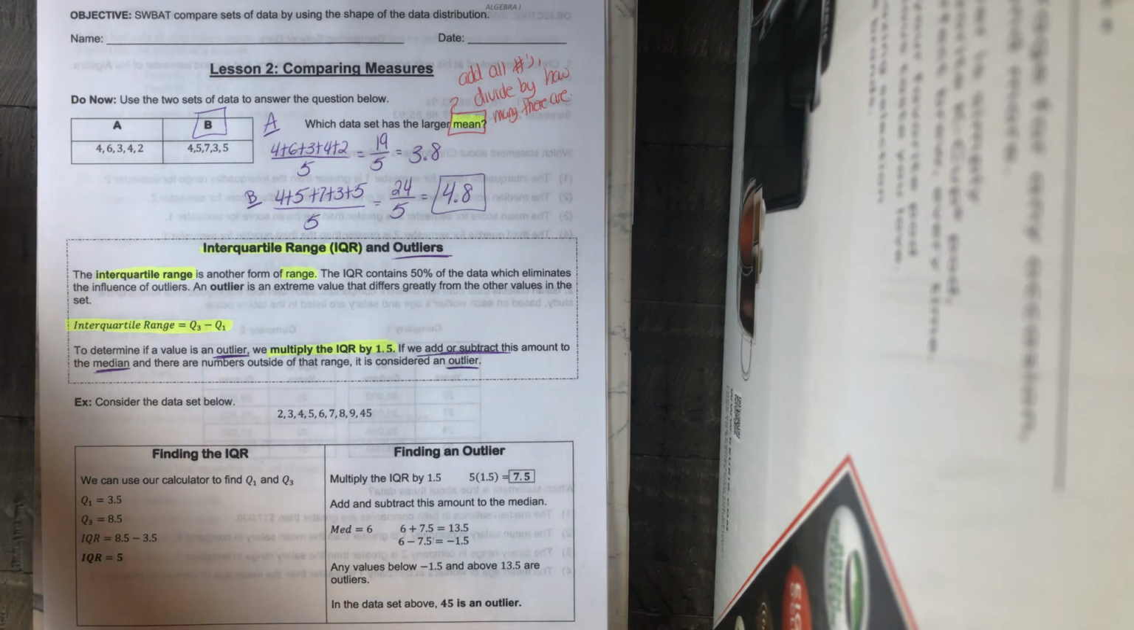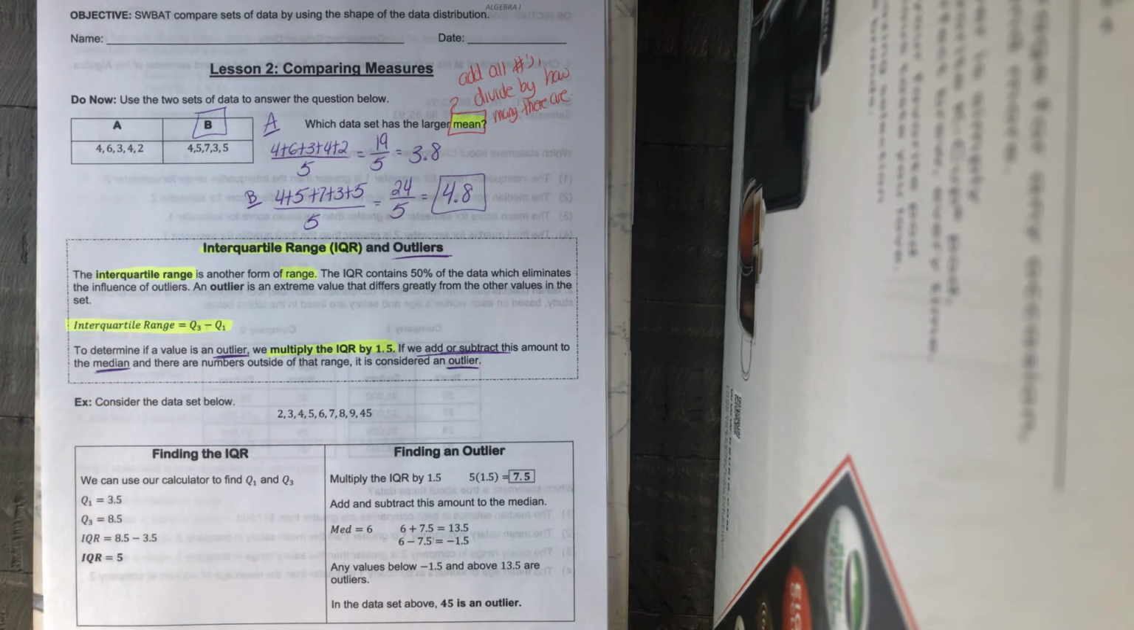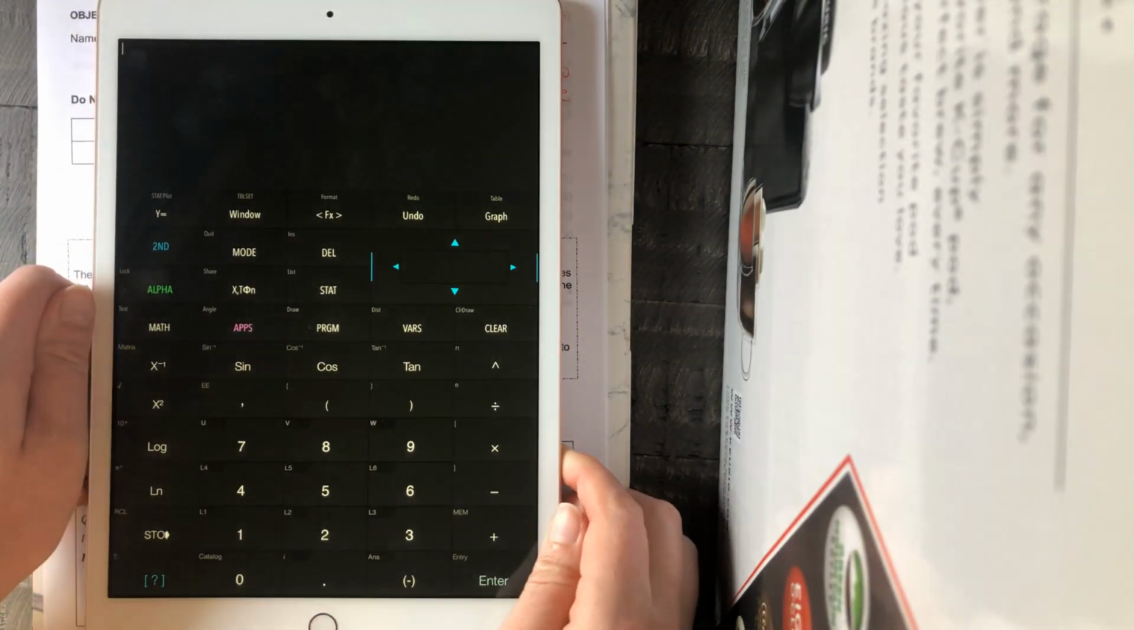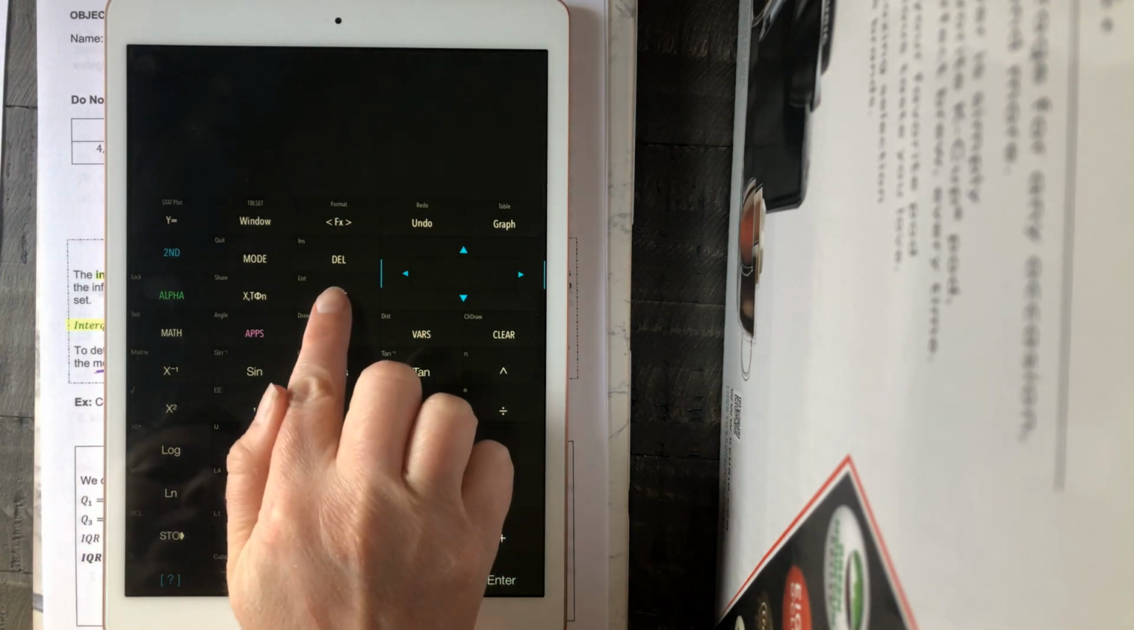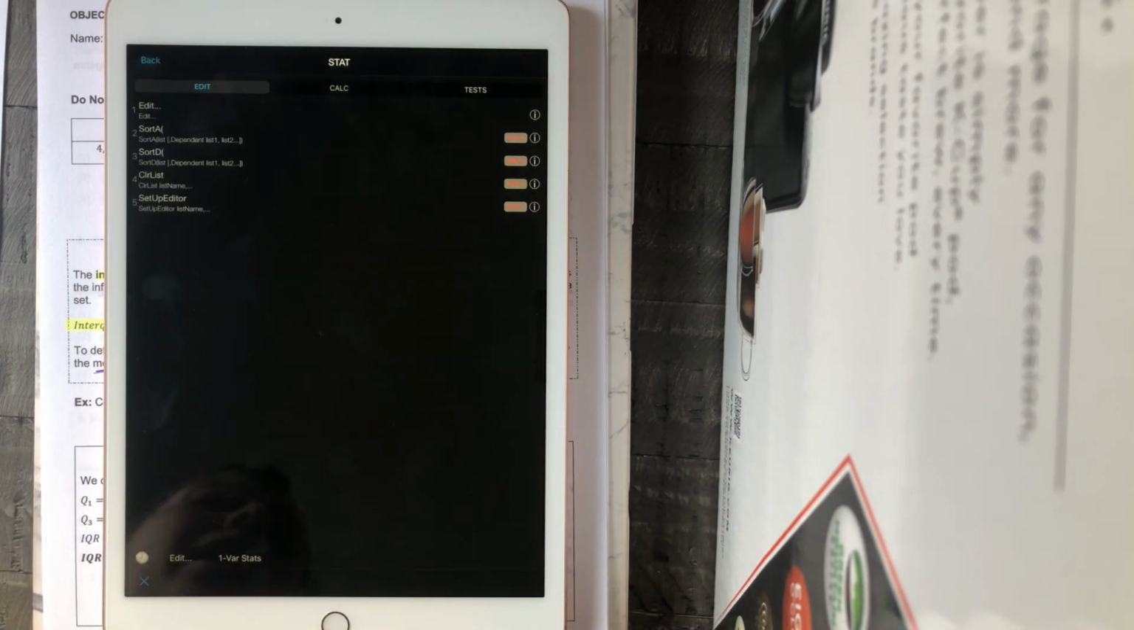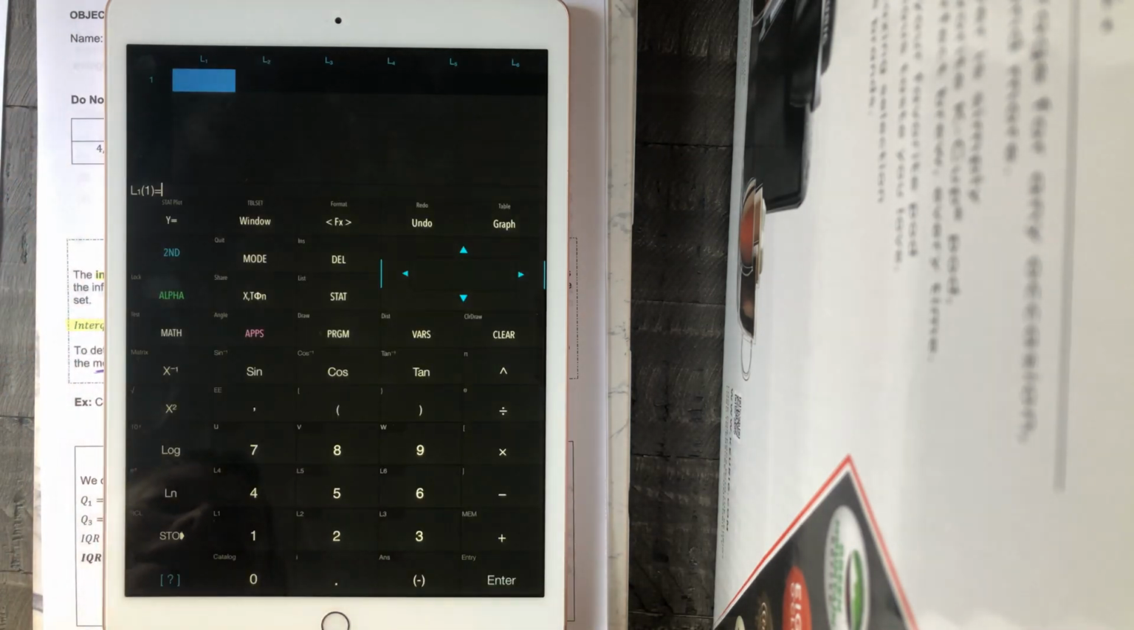So I'm just going to quickly pull out my app that we asked you to download, that Calculator X app. And it's right here. And it looks just like your graphing calculator at school. And I'm just going to go and press stat. And after I press stat, I'm going to press edit. Okay. And this is where you would be entering all of your key information.